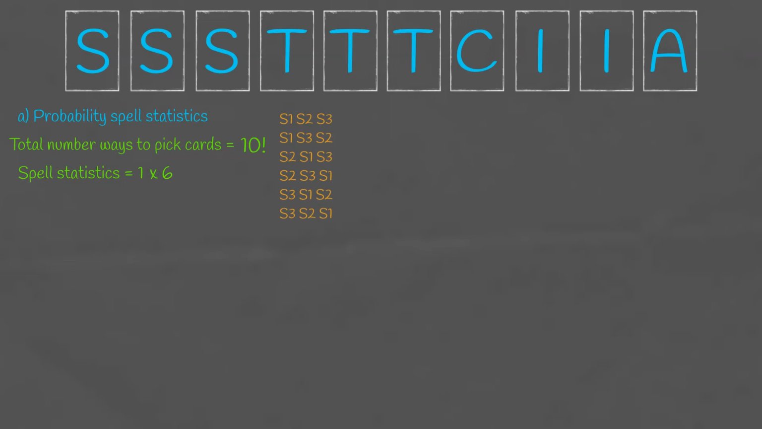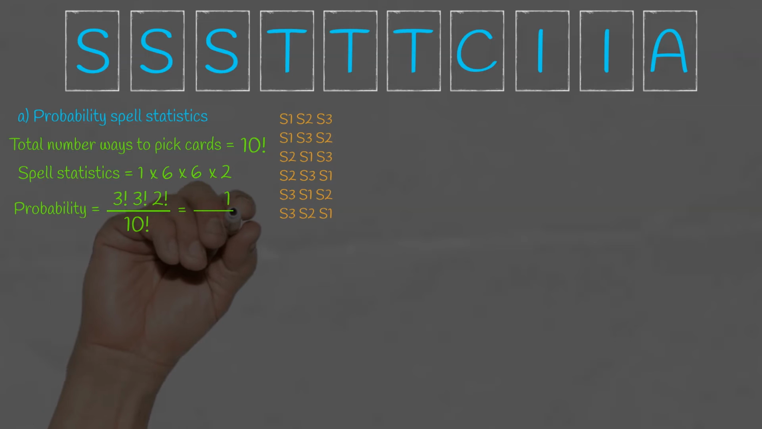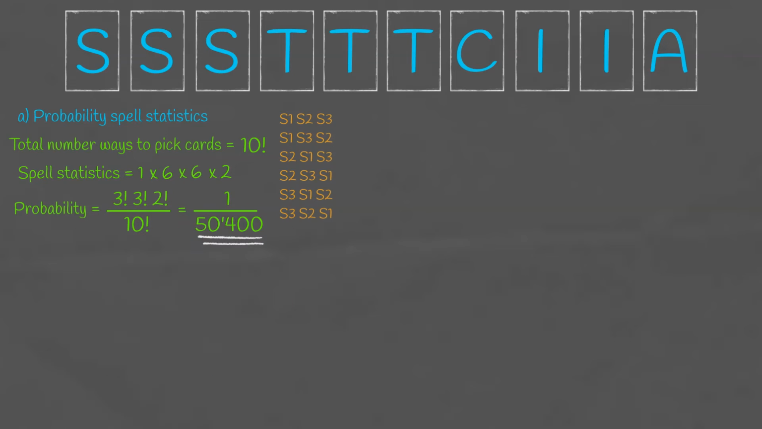But there's also 3 T's. So using the same logic, we have to multiply by 6 again. And there are 2 I's. So those I's can be either way round. So you could have I1 and then I2 or vice versa. So we also times by 2. So the probability is going to be 6 times 6 times 2 divided by 10 factorial, or 3 factorial, 3 factorial, 2 factorial over 10 factorial. And this gives 1 over 50,400.